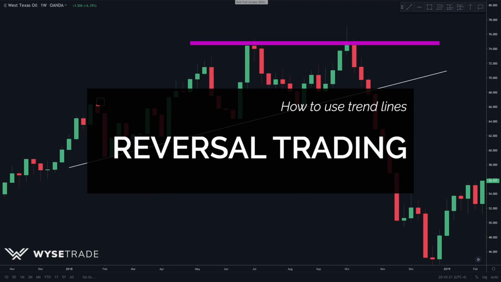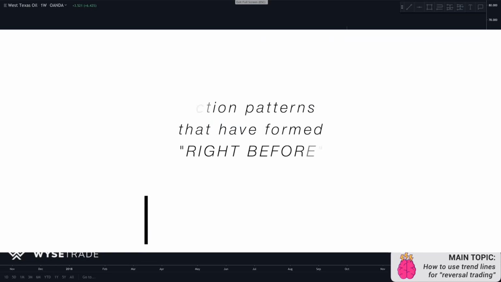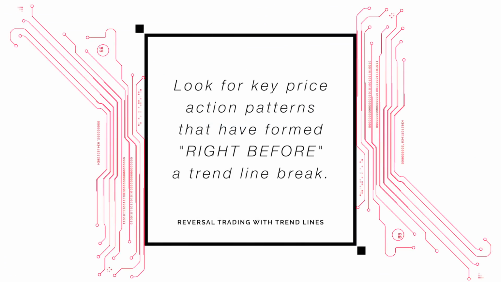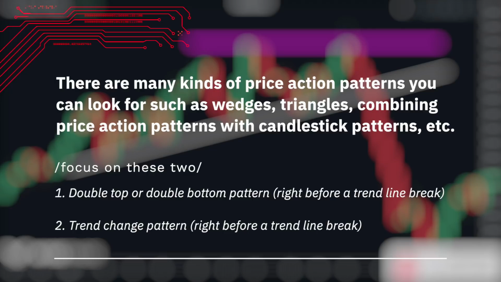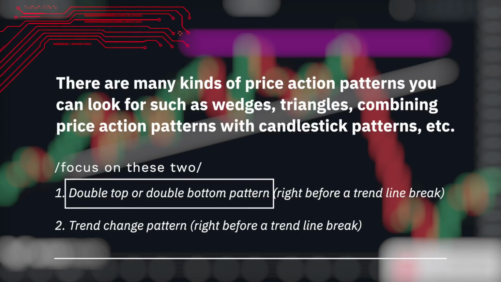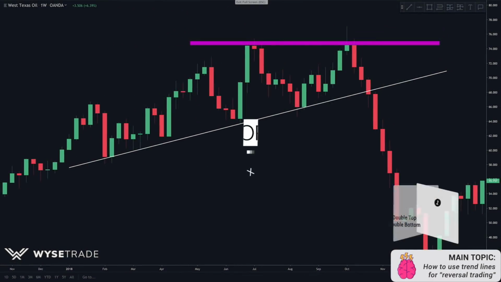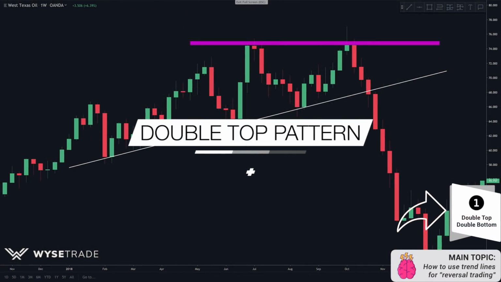So in this section, we are going to go through a reversal trading strategy with trend lines. Now, what you do is you look for key price action patterns that have formed right before a trendline break. There are many kinds of price action patterns you can look for, such as wedges, triangles, combining price action patterns with candlesticks, and so forth, as there are a lot. But for now, focus on these 2: the double top or double bottom price action pattern and the trend change price action pattern.